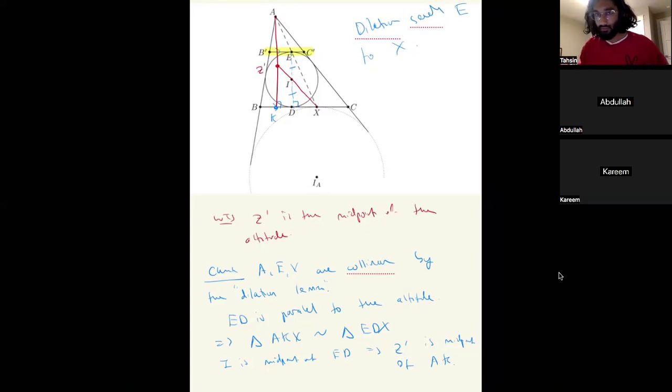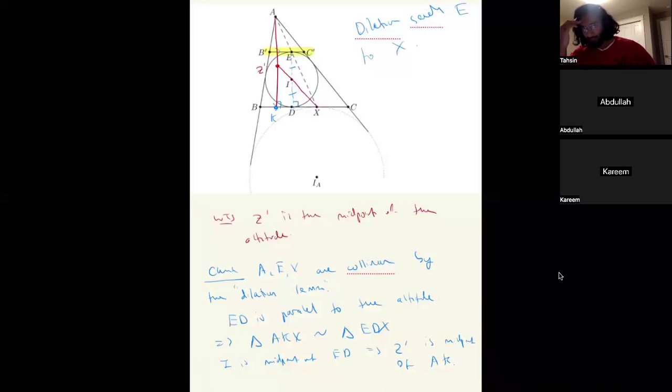Could you repeat the last part? So did this one make sense? I have AKX and EDX are similar. Yes. So then I'm saying, okay, it's an observation that I is the midpoint of ED. Does that make sense? Yes. Right, because it's the center and ED is a diameter. And then that gives you that Z prime is the midpoint of AK.